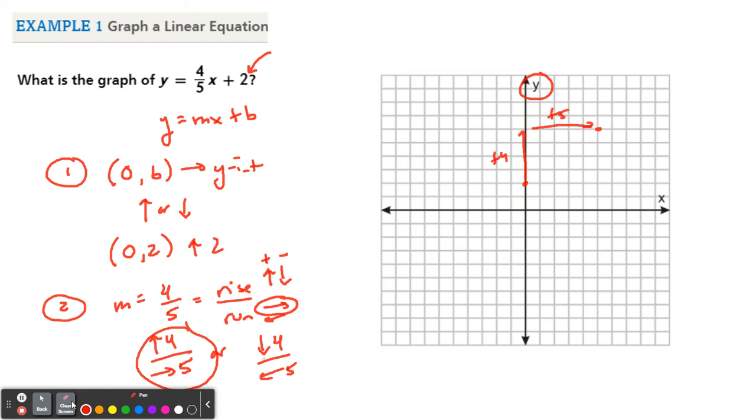As I mentioned, you can also do it the other way. You could go down 4, 1, 2, 3, 4, and left 5, 1, 2, 3, 4, 5. And you would still be on the straight line, right? This straight line right here. Do my best I can. And there's your graph of your linear equation.